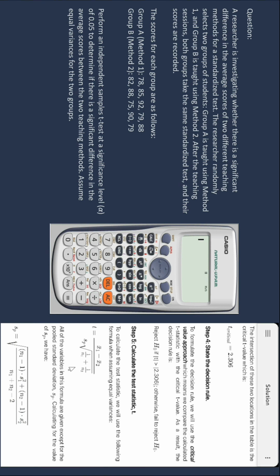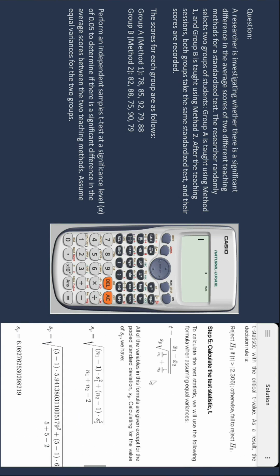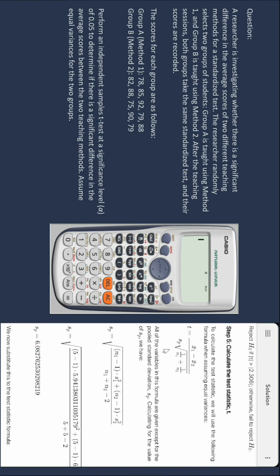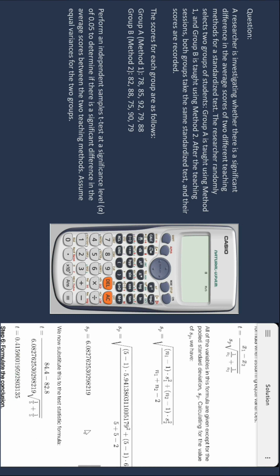Now for step 5, we calculate the test statistic using the given formula. And by substituting the values that we have calculated earlier, we have the following result. The t-statistic is equal to 0.4159.